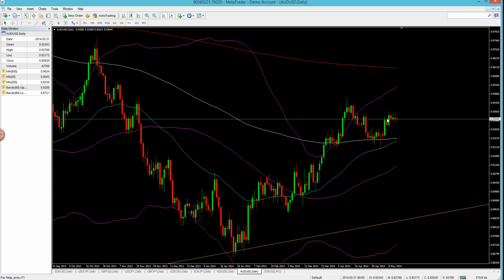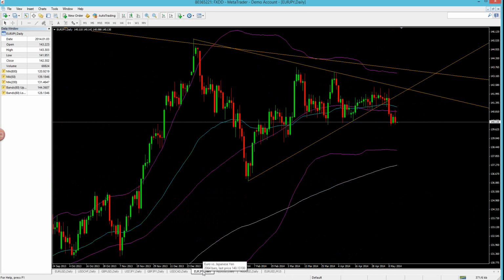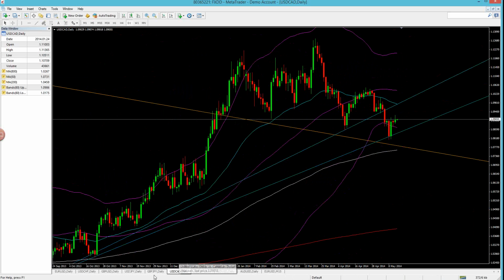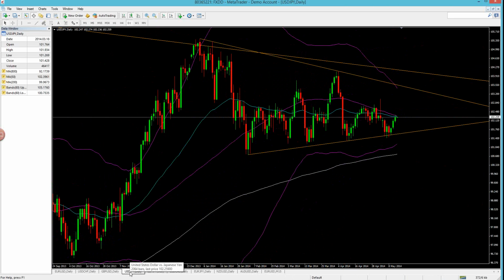Aussie dollar's also in consolidation. 1, 2, 3, 4, 5, 4 bars inside of each other. That's what it's looking for. So consolidation on the Aussie dollar, consolidation on the New Zealand dollar. Looks like we've got consolidation here on this euro yen, but I'm looking more for a sell than anything else. Dollar CAD's a buy bias. Pound yen is a sell bias. Dollar yen is a buy bias.